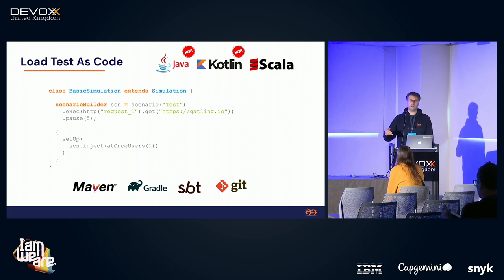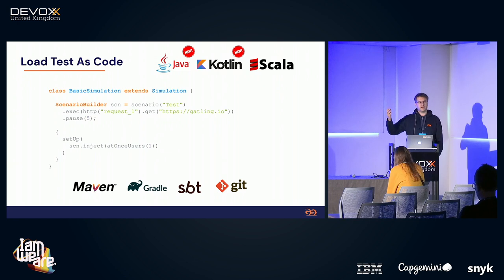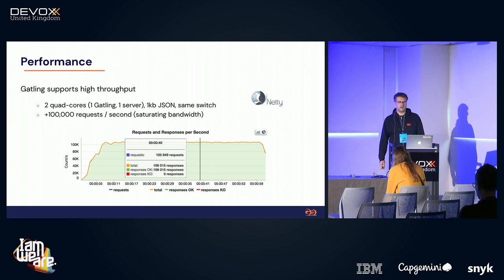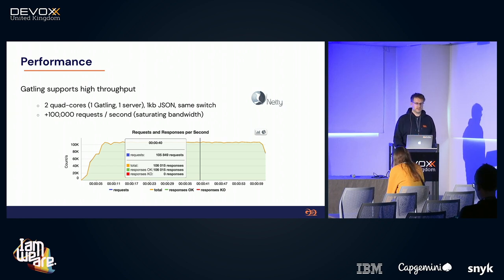As it's code, you can easily store the tests in Git and have them reviewed with pull requests. So it's way, way easier to maintain than when you have a tool with a graphical user interface. It can generate very high throughput. Of course, it really depends on your use case, but you can possibly generate several hundreds of thousands of requests from one single box.